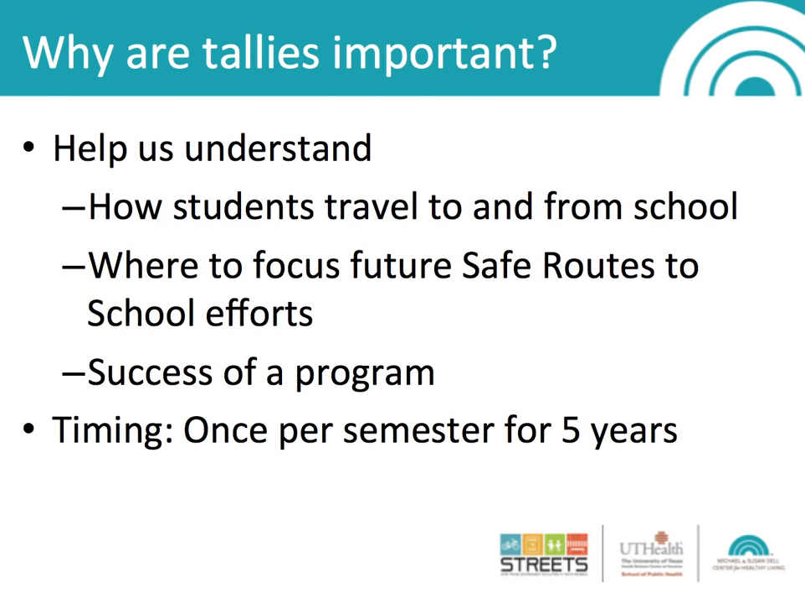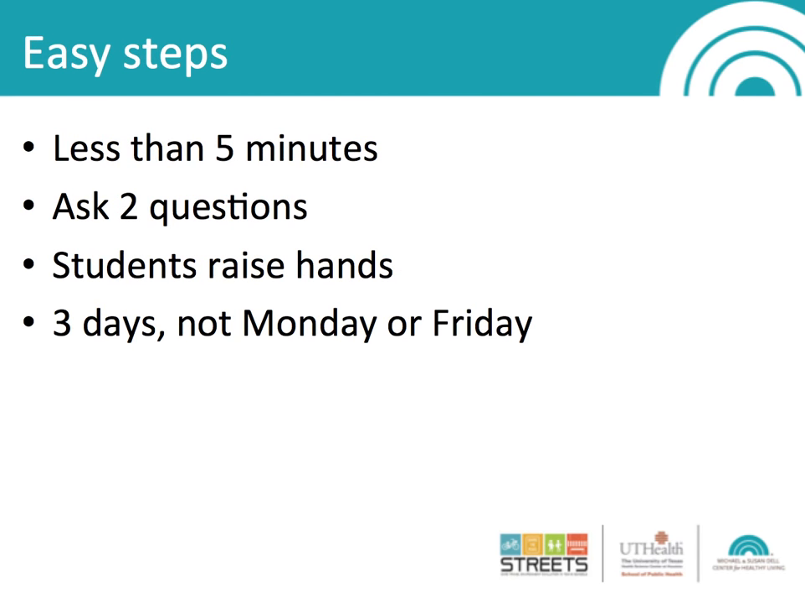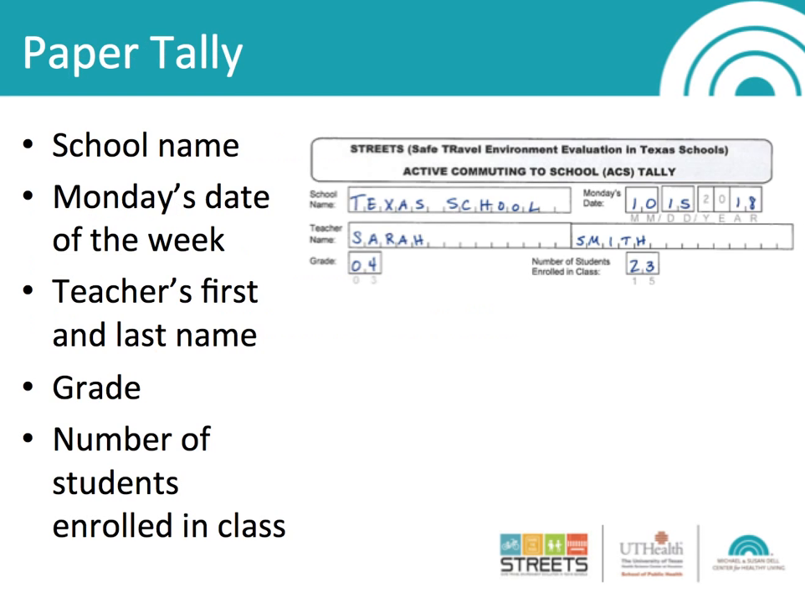We will ask you to complete the tally once per semester for 5 years to understand these changes. It is easy to complete the streets tally and takes less than 5 minutes. It asks only 2 simple questions which students raise their hand to answer. The tally should be conducted on Tuesday, Wednesday, and Thursday on your selected week. You will have the option to do paper or online.